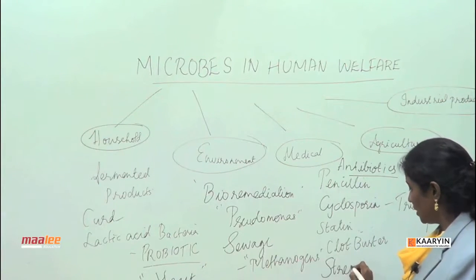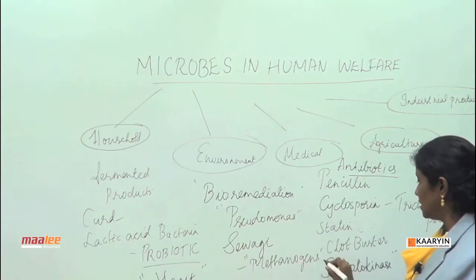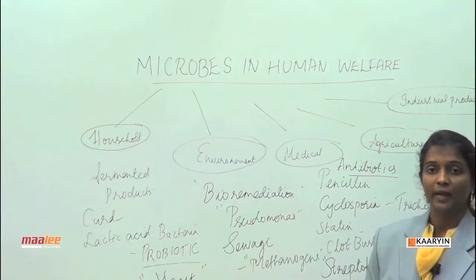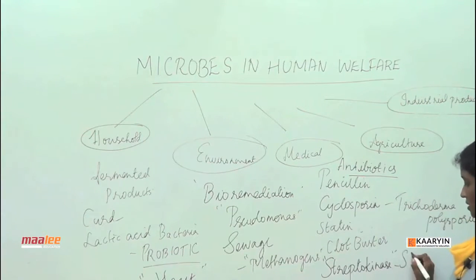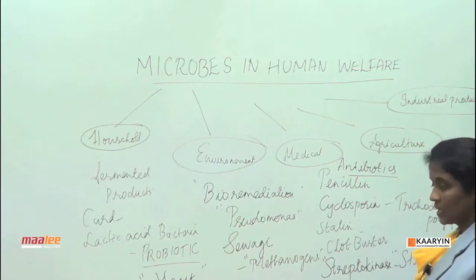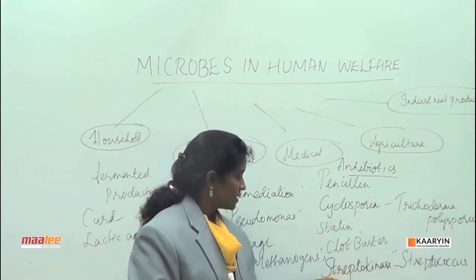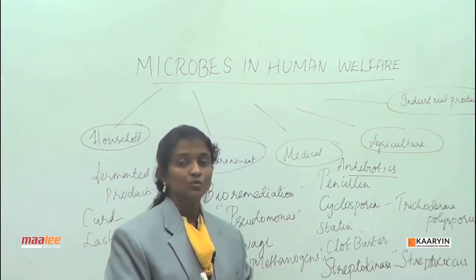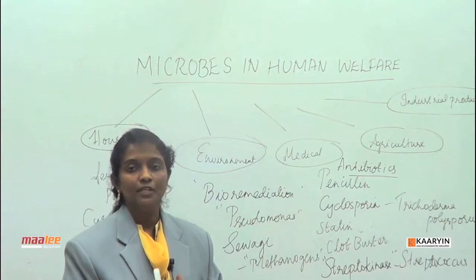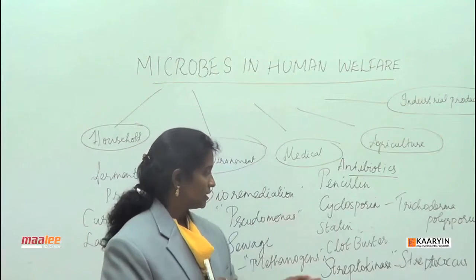This is a very much a life saving drug, because streptokinase is indeed a clot buster. Streptokinase is taken from the microorganism called Streptococcus, which has given us streptokinase. This streptokinase is used effectively in the treatment of digesting clots. In the soft tissues, if there are any clots, streptokinase helps in digestion of these clots.